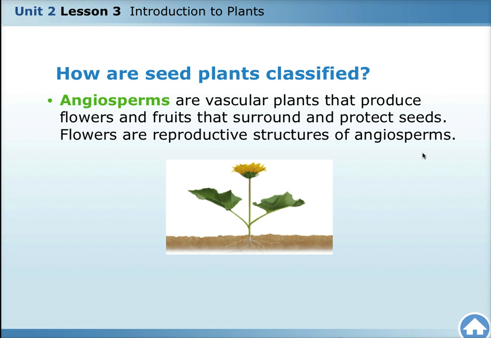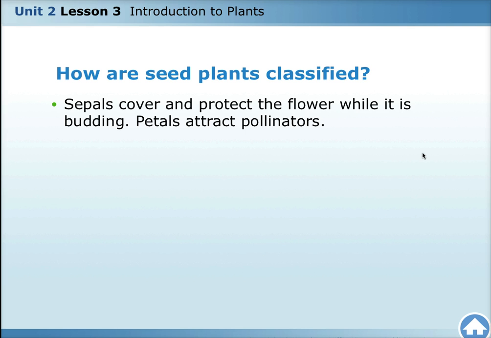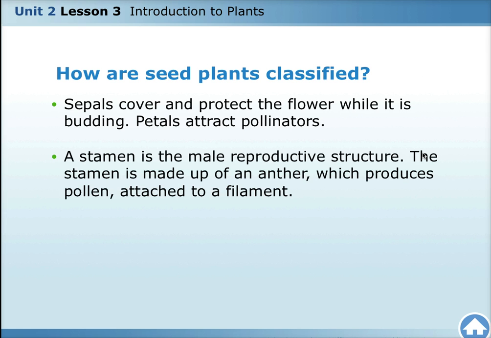Angiosperms are vascular plants that produce flowers and fruits that surround and protect the seeds. Flowers are reproductive structures of angiosperms. Sepals cover and protect the flower while it's budding. Petals attract the pollinators. The stamen is the male reproductive structure. The stamen is made up of an anther, which produces pollen, attached to a filament.